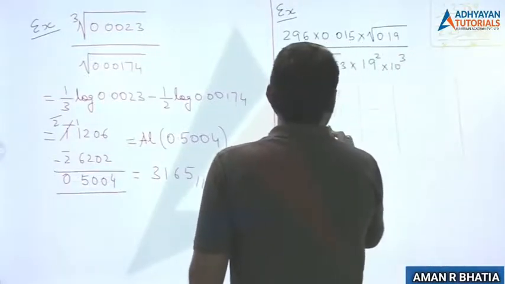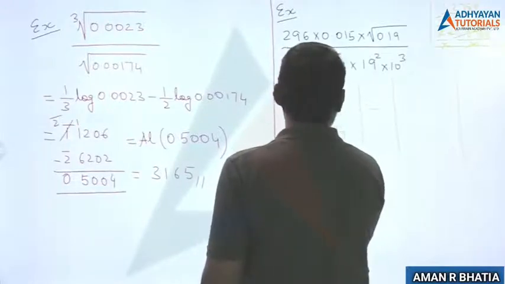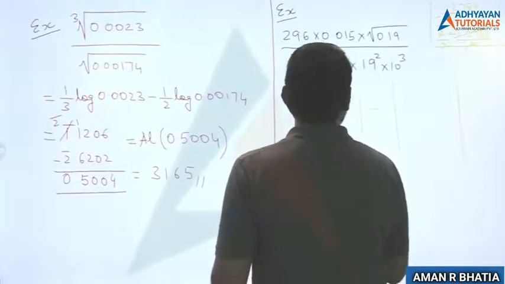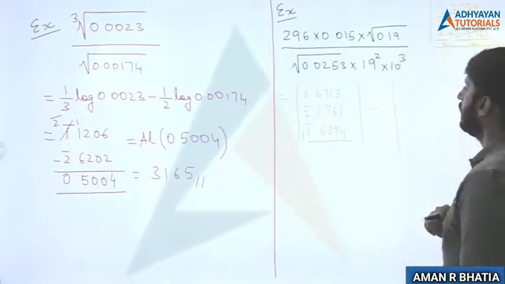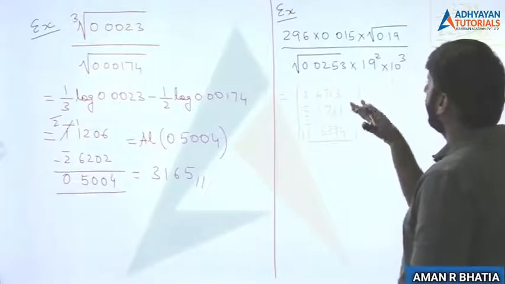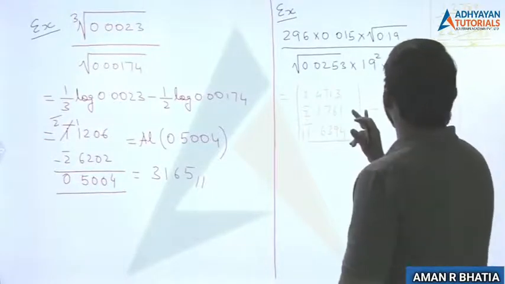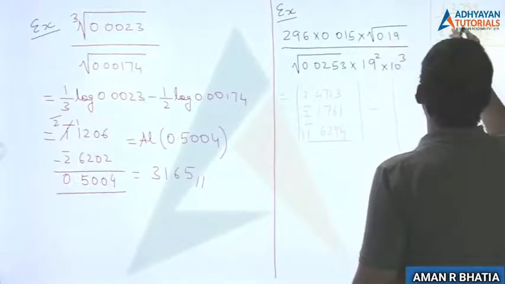So this is 6394. I have to add all of them, so I'll add them all. I'll likewise come to this part, and what I have is the square root of 0.0253. So here, 0.0253. Okay, I'll take the eraser and erase this part.